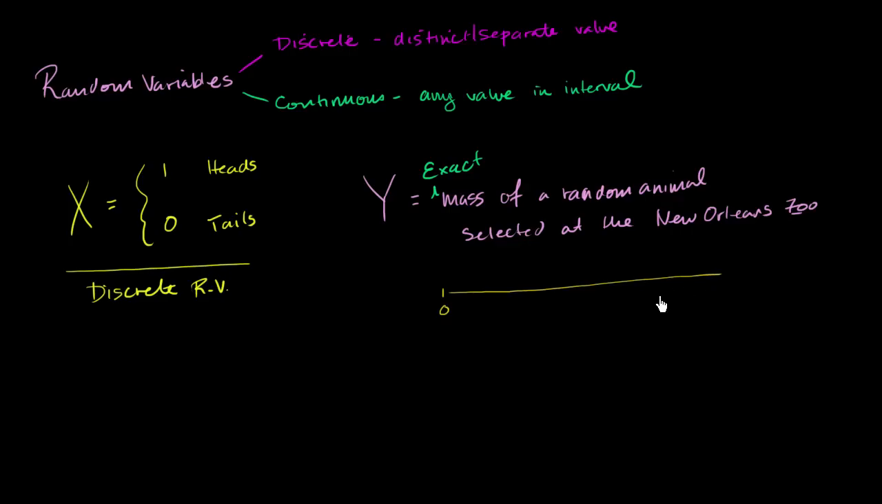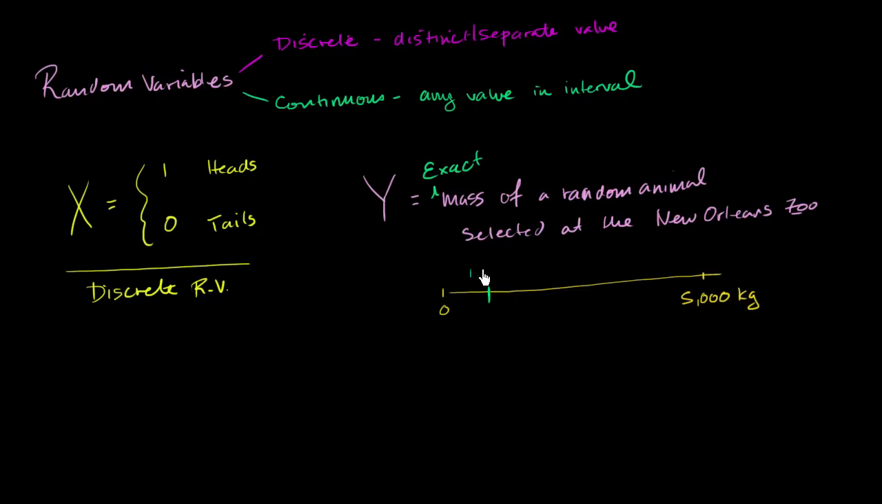And it could go all the way up. Maybe the most massive animal in the zoo is an elephant of some kind, and I don't know what it would be in kilograms, but it would be fairly large. So maybe you can get up to 3,000 kilograms or probably larger, say 5,000 kilograms. I don't know what the mass of a very massive elephant actually is. Maybe something fun for you to look at. But any animal could have a mass anywhere in between here. It does not take on discrete values.